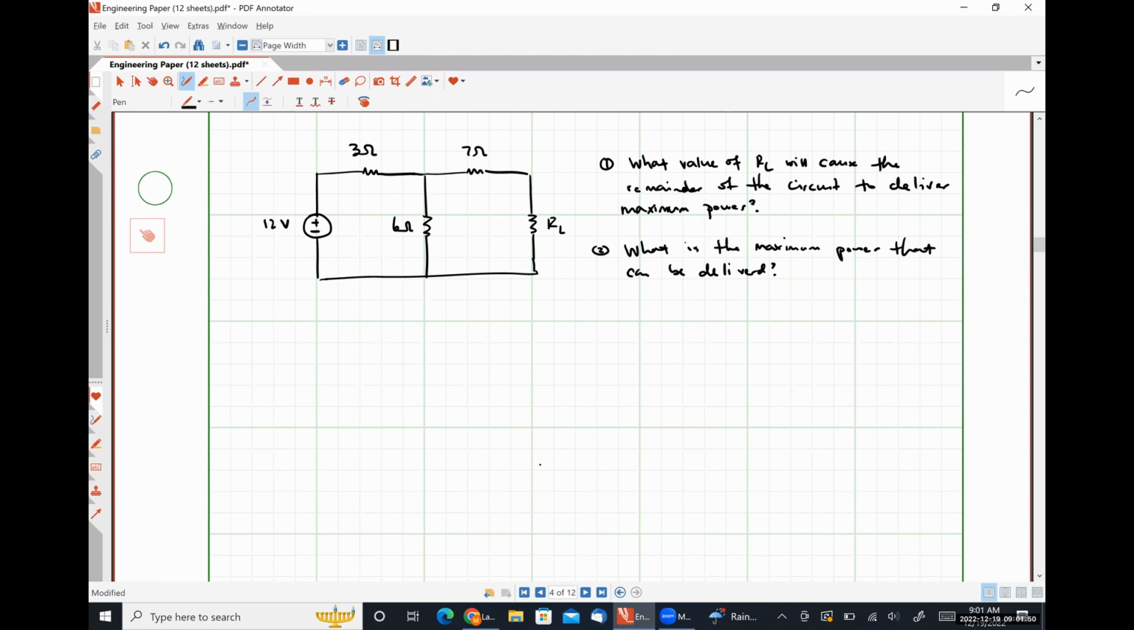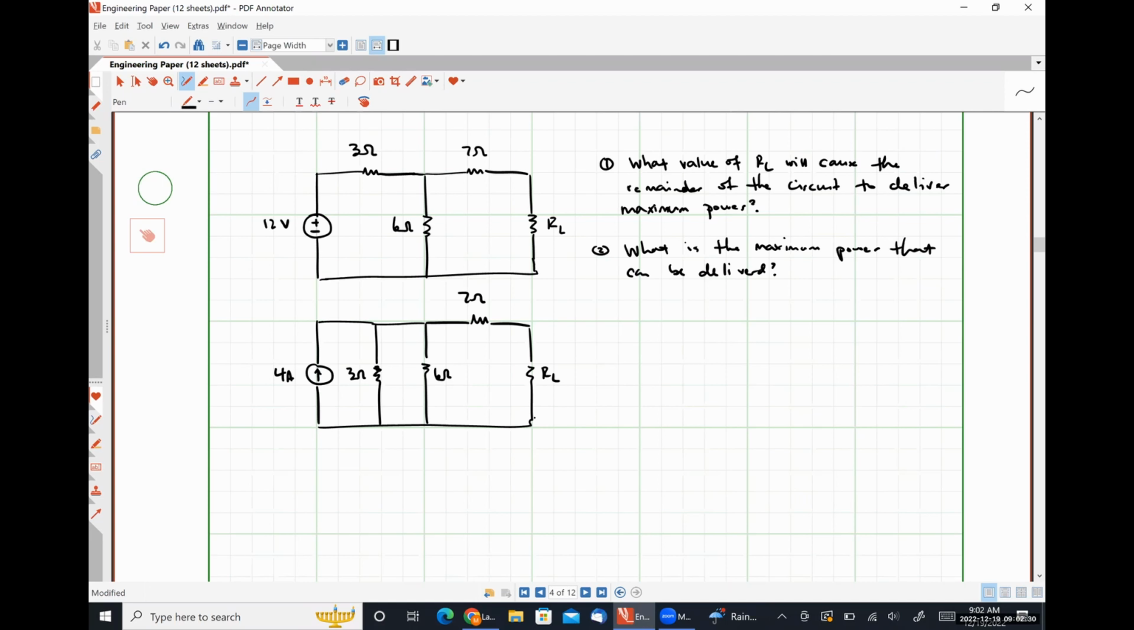Okay, so the 12 volt and 3 ohm resistor could be converted into 4 amps and 3 ohms in parallel. All right, so here's step one. 4 amps in parallel with 3 ohms in parallel with 6 ohms. There we have 7. Here we have RL. So what's next?